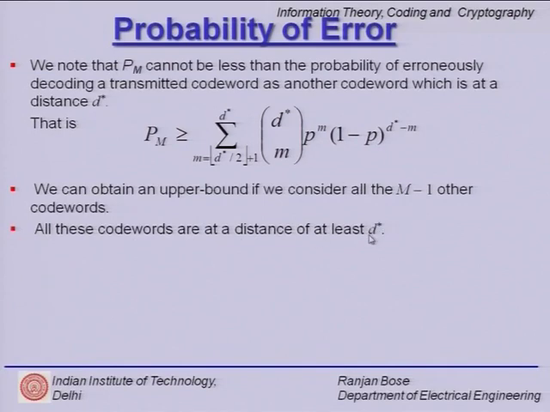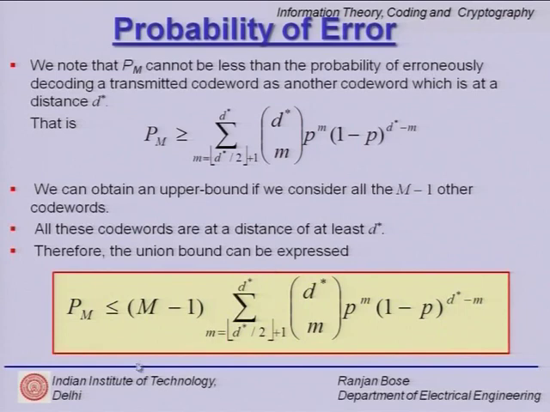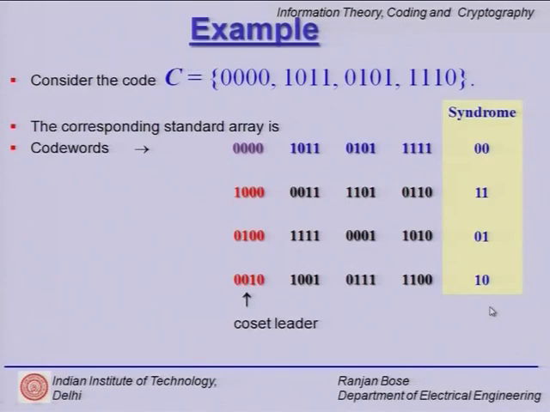So, when we have at least d star, then we can put a union bound as follows: Pm is less than or equal to m minus 1, m goes from d star by 2 plus 1 up to d star, and these are the number of ways to choose m out of d star. Okay. Probability of flipping a bit raised to m, 1 minus p raised to d star minus m.